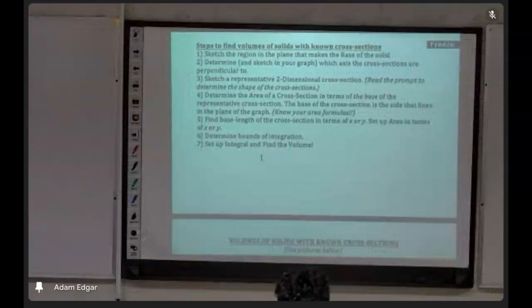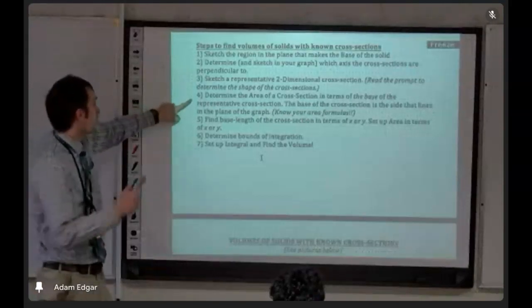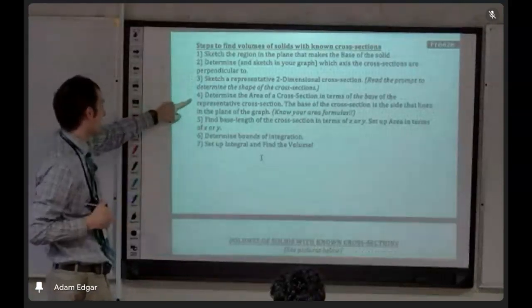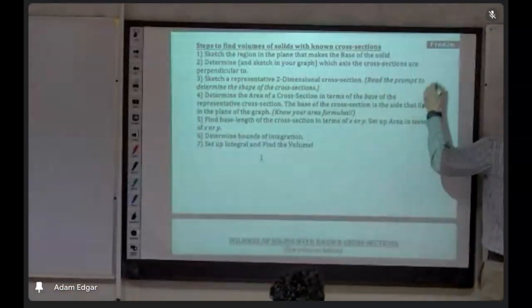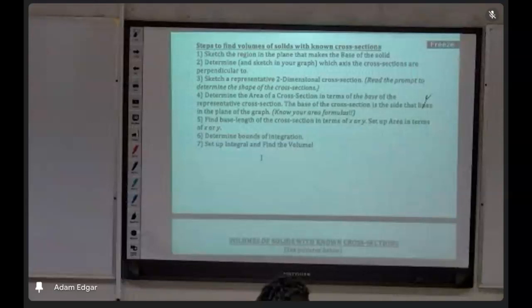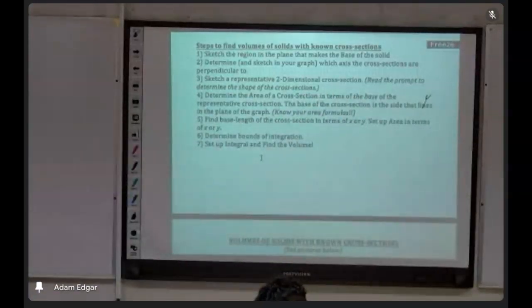Sure. What did I spell wrong? What step are we looking at? Step 4. Right. The base of the cross section is the side that lies in the plane of the graph. Yes. So yeah. Delete that down. Yes. And I'll need to remember to later on go back in and fix that.